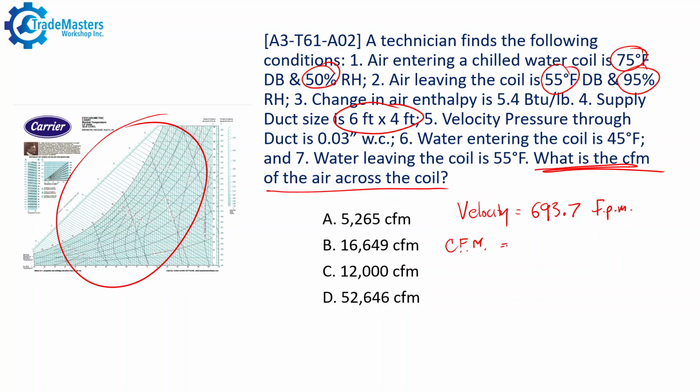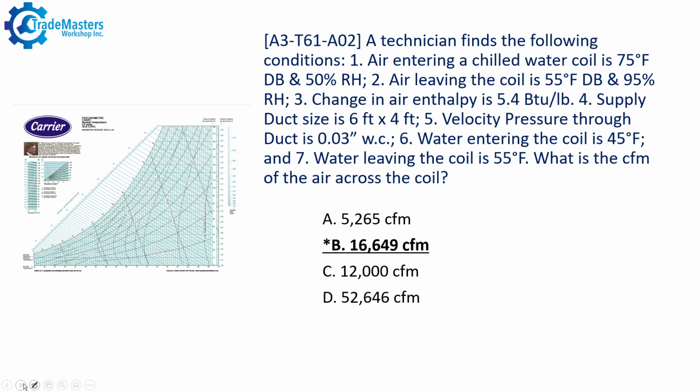So CFM is going to be equal to our 693.7 feet per minute, but we need to multiply that by the square footage of the duct, which is going to be times 6 feet by 4 feet, right? 6 by 4. And when we calculate all that out, we end up with 16,648 cubic feet per minute. So it looks like B is our closest answer.